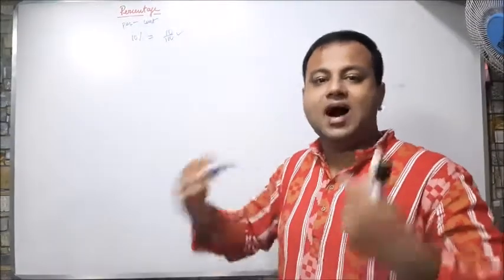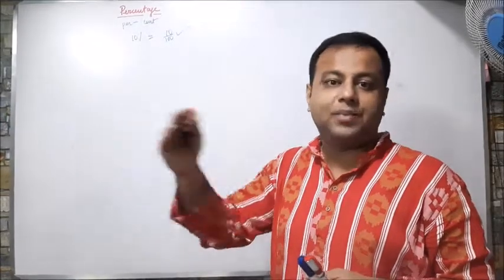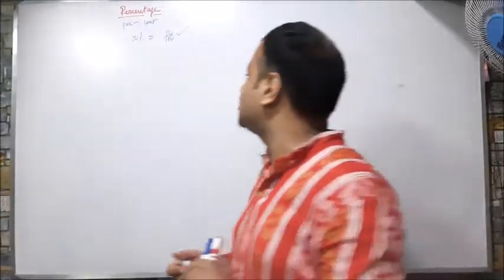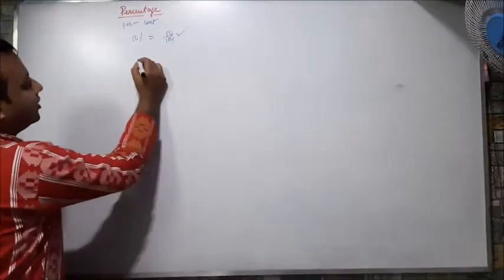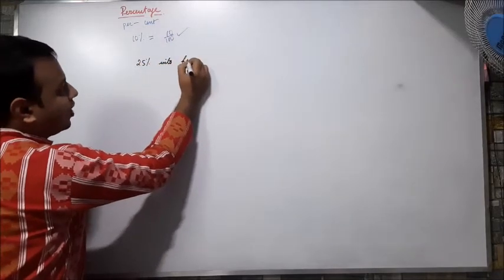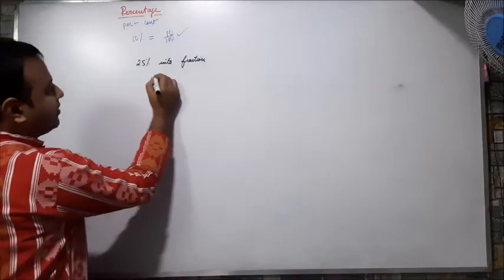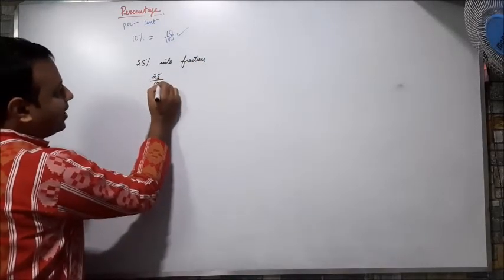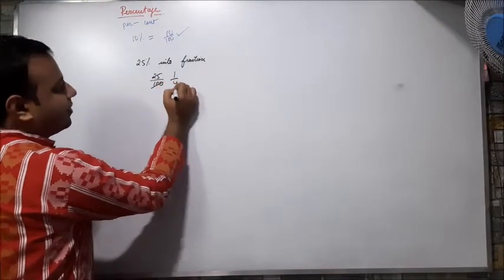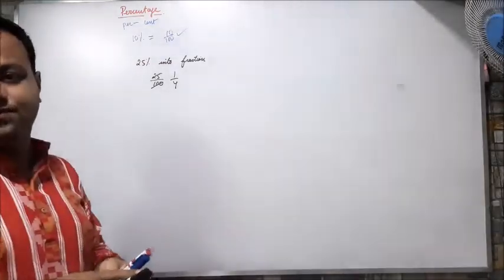So you will be asked a question that you have to convert percentage into fractions or percentage into decimals. Then how you are going to do that? Suppose I have asked you to convert 25% into a fraction. What you can do? 25% means 25 by 100. So while converting to fractions, it will be 1 by 4. So this is how you can convert a percentage into fraction.